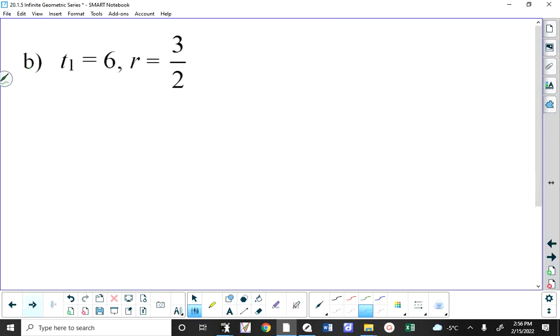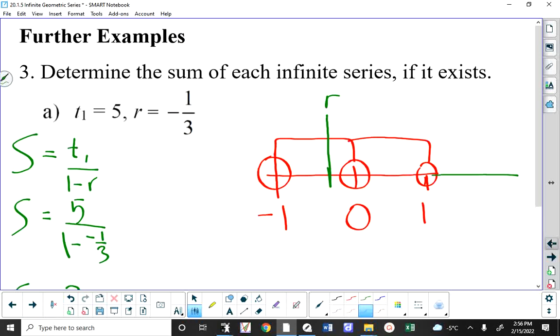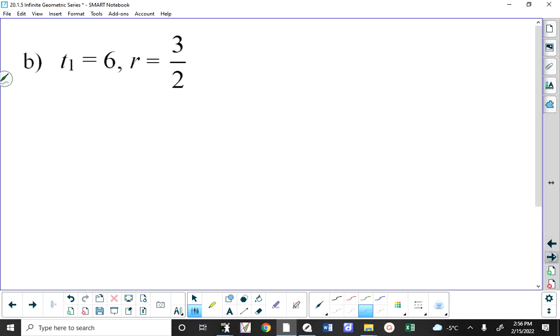What's the sum of this infinite series? The answer is infinity. By the way, could you have an infinite series that has a sum of negative infinity? Yeah. When we say it's divergent, it could be approaching infinity or negative infinity. But since r equals 3/2 is here, outside of that domain of acceptable values for convergence, this sum doesn't exist.